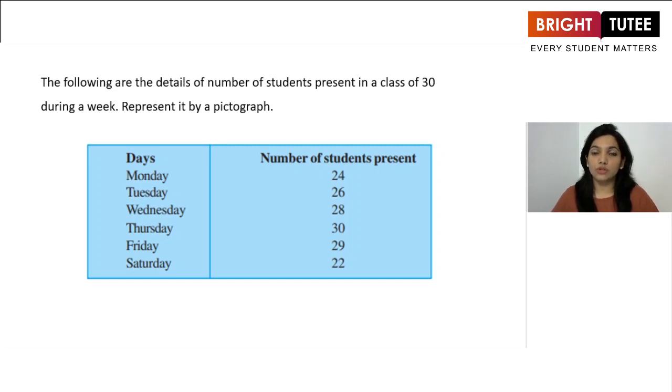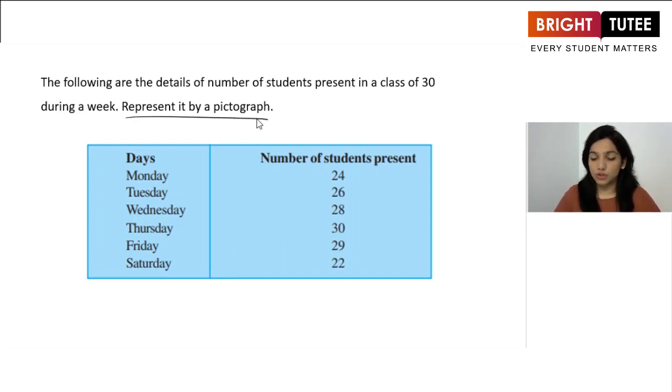Okay, so the total number of students from a class of 30 during a week, and it says how many are present on a particular day. On Monday 24 are present, on Tuesday 26 are present, on Wednesday 28, Thursday 30, Friday 29 and Saturday 22 students are present. Okay, so we need to represent it by a pictograph.